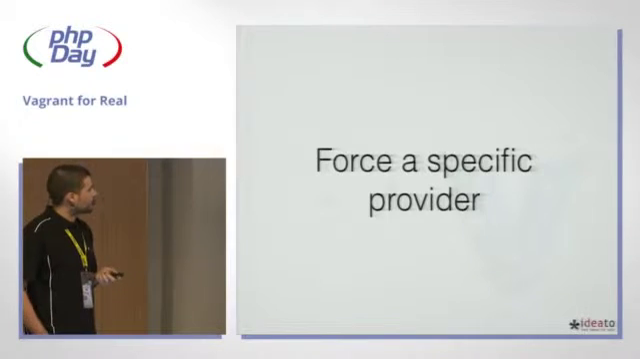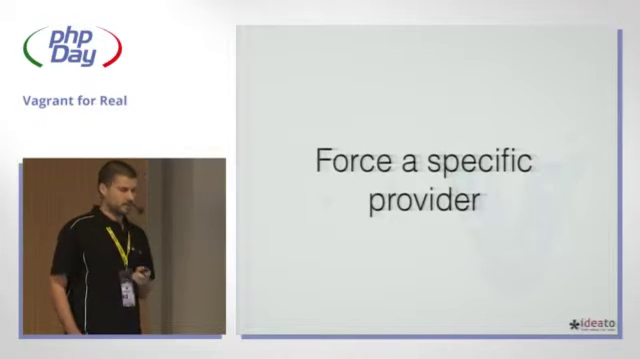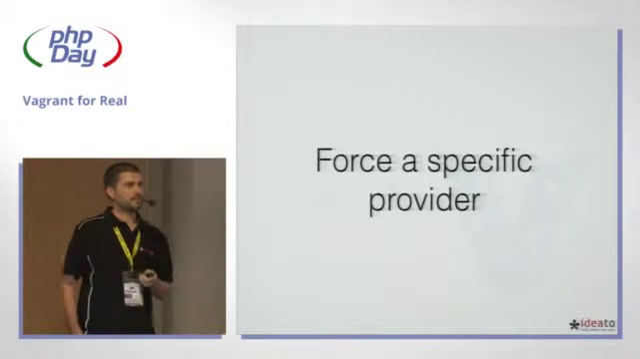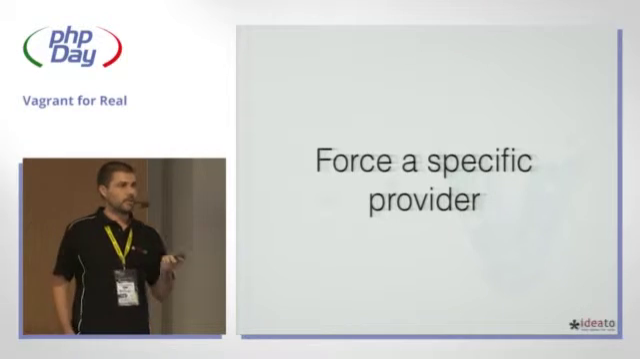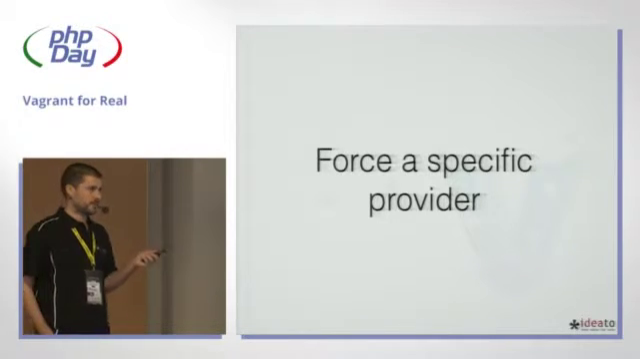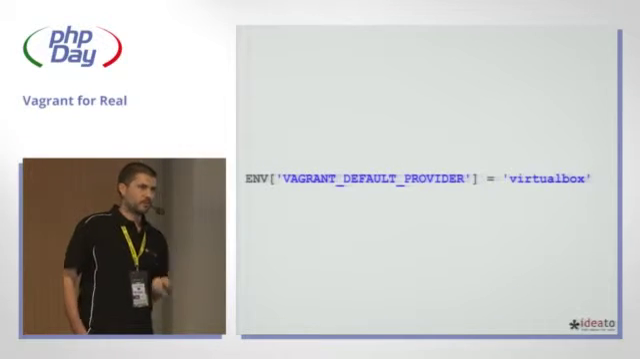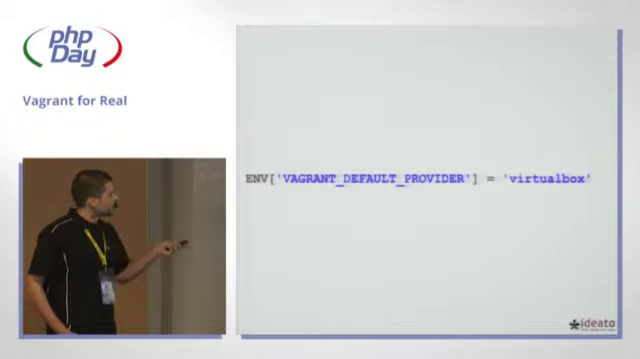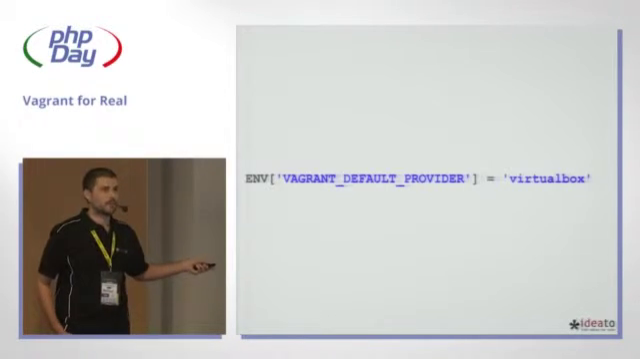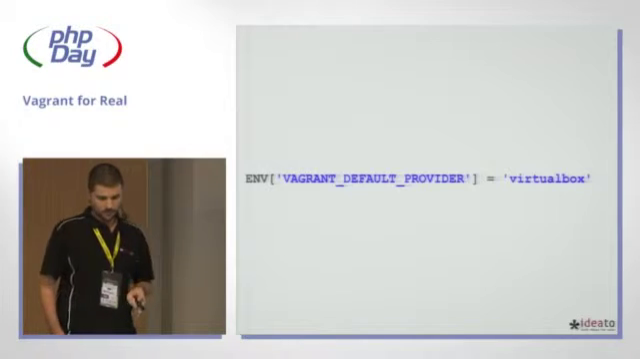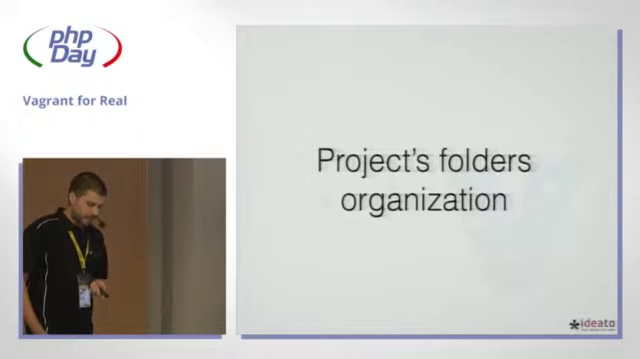Okay, if in your machine you have installed both VirtualBox and VMware, when you run vagrant up, Vagrant runs with VMware because VMware is more efficient. But if you want to use VirtualBox, you can do it this way. Use the env array and specify the name of the provider, in this case, VirtualBox.